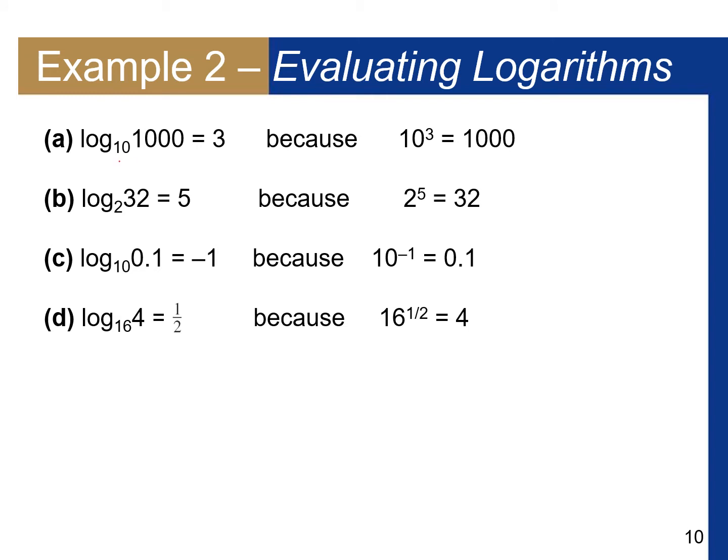Again, 10 to the 3rd equals 1,000. 2 to the 5th will equal 32. 10 to the -1 is equal to 1/10. And 16 to the 1/2 is equal to 4.